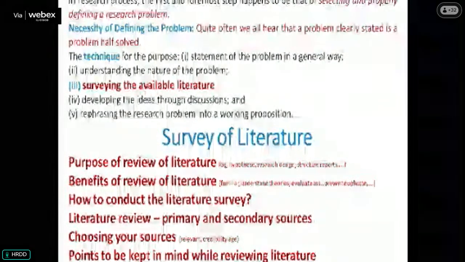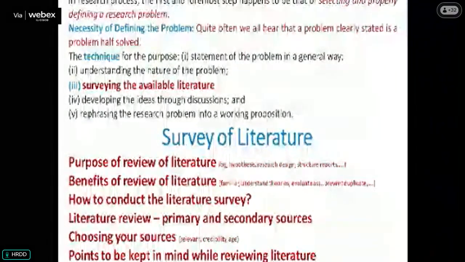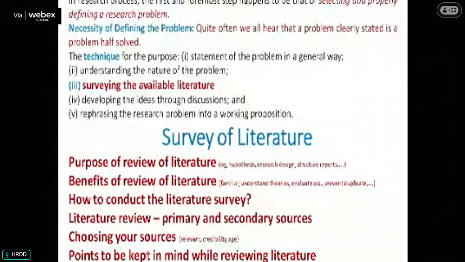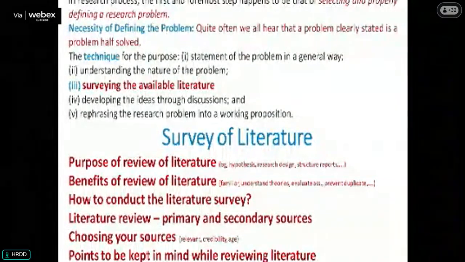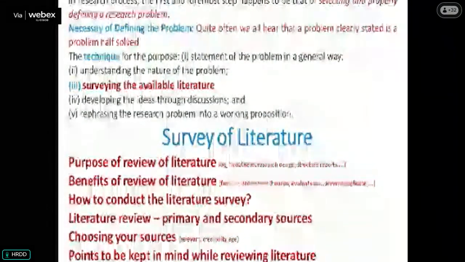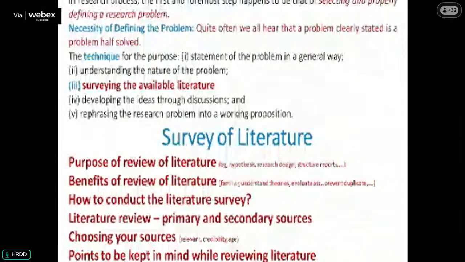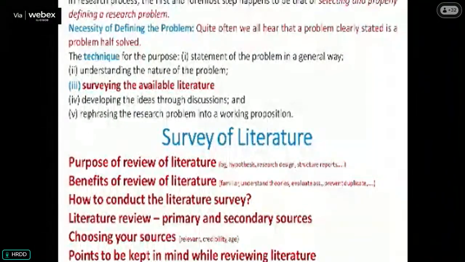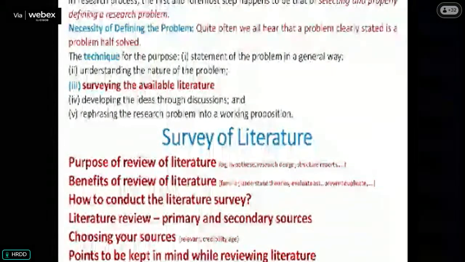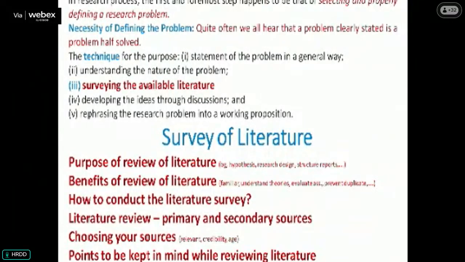First, when you are defining the research problem, the initial step is the proposal in a general way, then understanding the nature of the problem. How will you understand? By surveying the literature and discussion with the experts. Then you rephrase the problem, and finally propose the working proposition, meaning the problem which you will work on for your research. The same thing applies to individual articles as well.